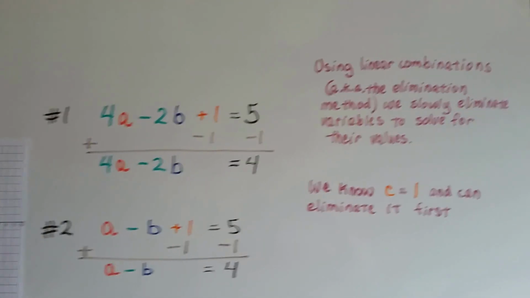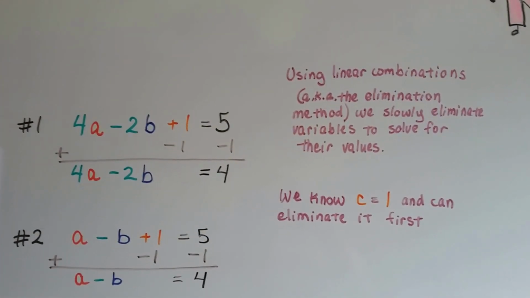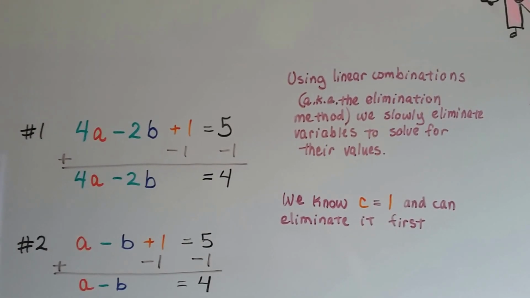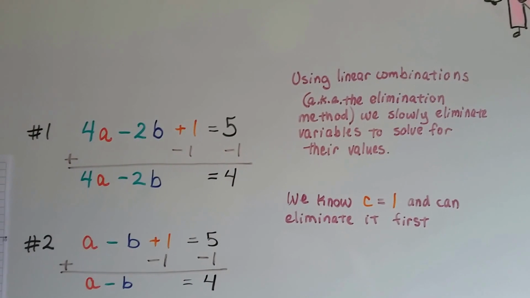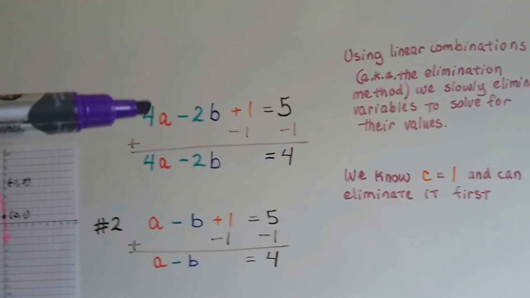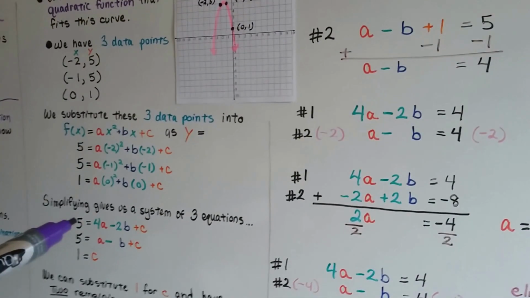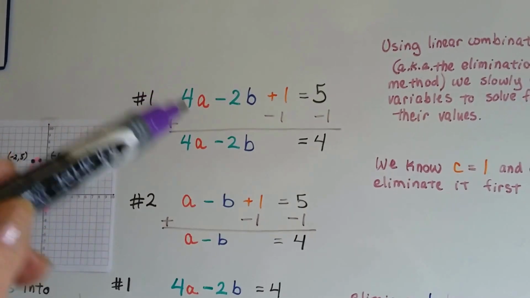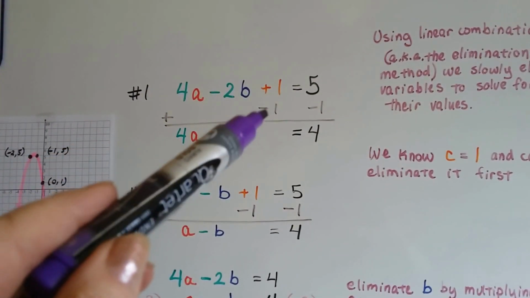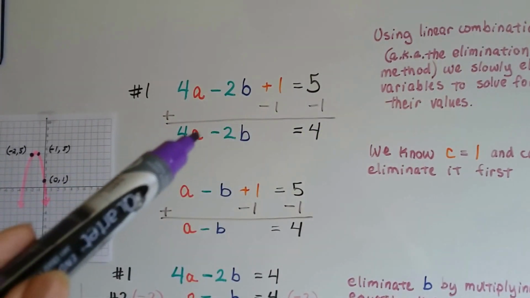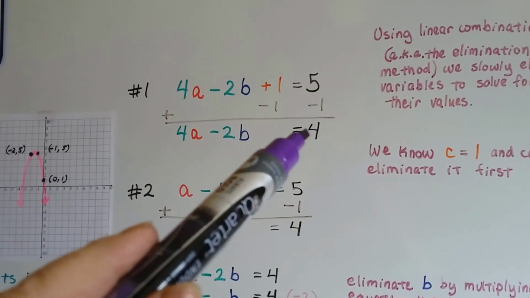So I don't know if you remember this, because it was quite a while ago. It was from Chapter 4, videos 4.4a, b, c, and d. We're going to use linear combinations, also known as the elimination method, and we slowly eliminate the variables and solve for their values. So here's our first equation, okay? We've got 5 equals 4a minus 2b plus c, and we're going to get rid of that c value. So we're going to subtract 1 from each side of the equation and get 4a minus 2b equals 4.